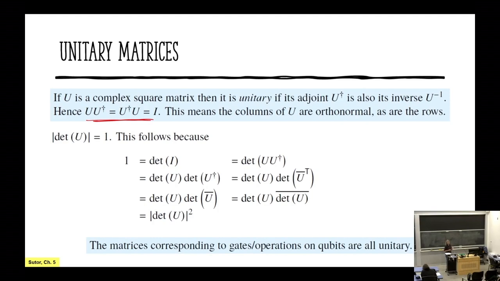So this means that the columns of this unitary matrix are orthonormal to one another, and so are the rows. And what's cool is that the determinant of a unitary matrix is always equal to 1. So that's handy. And it turns out that all of the matrices that we're going to be working with, starting in a week or two, are unitary. So they're very simple, lovely matrices that have a lot of symmetry and easy to work with properties.